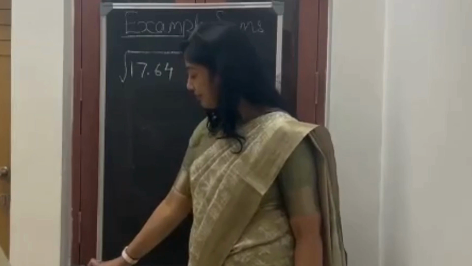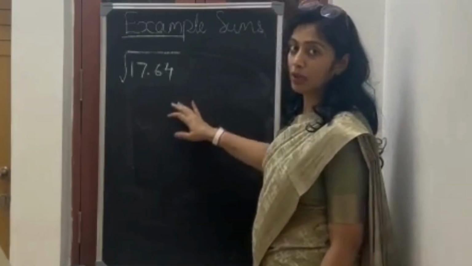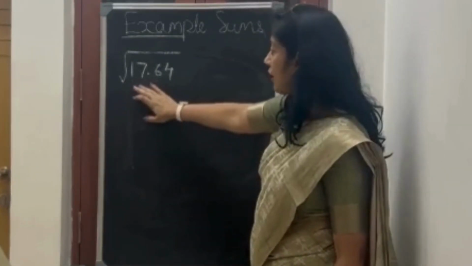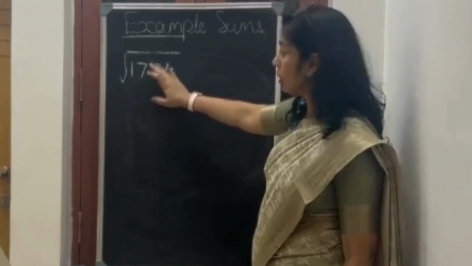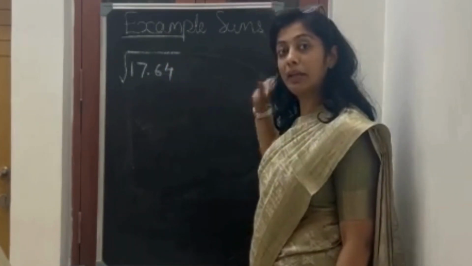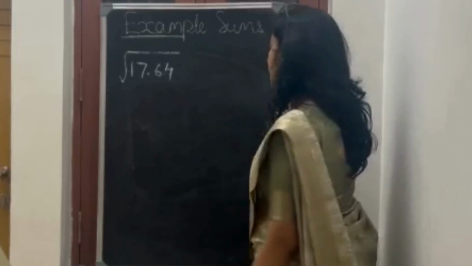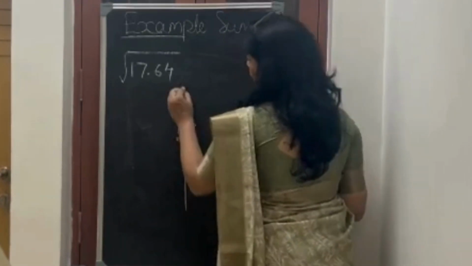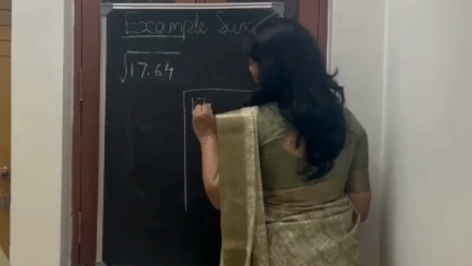Okay. My next sum of square root is 17.64. Find out the square root of 17.64. But the question will tell you to find it by the division method. If you remember, earlier we have done one division method. Now I will teach you one more. 17.64.